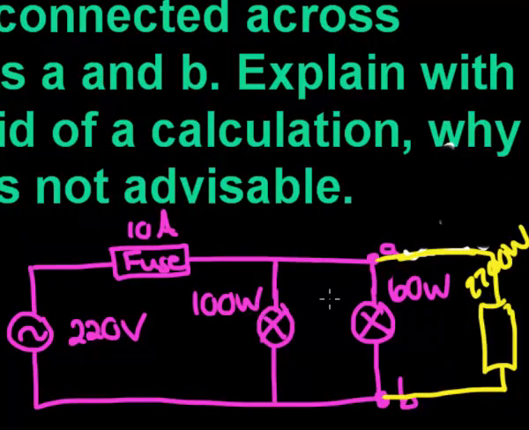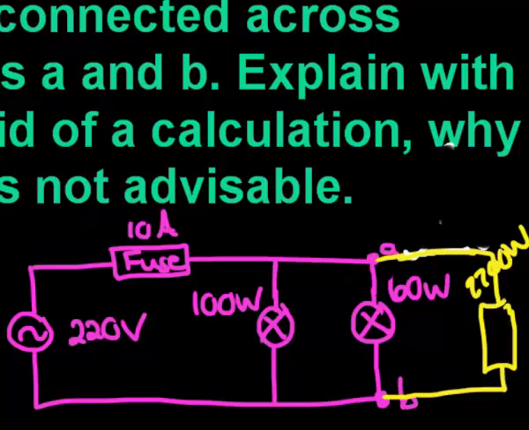Now if we want to use a calculation to show whether it is advisable or not, we basically want to calculate the current, because we've got a fuse that can only take 10 amps of current. That means anything higher than 10 amp will end up blowing the fuse, and therefore it's not advisable, because then there will be no current left to run through the circuit. So we are going to calculate first off just the current that will be running through our branch with the 2200 watt iron connected to it.